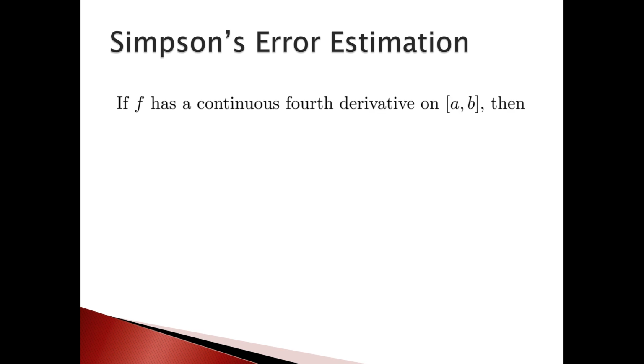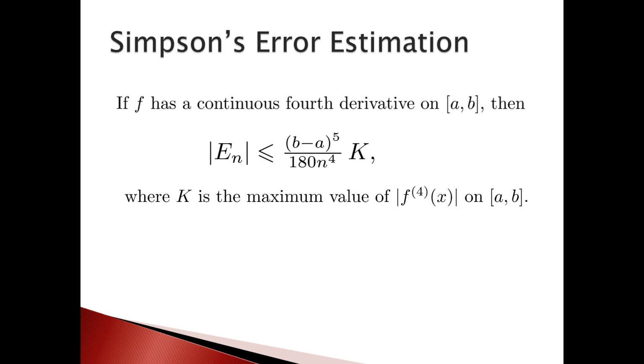Now, it's a little trickier because you have to have a continuous fourth derivative, okay? And if you find the biggest value of the absolute value of the fourth derivative, then the error estimate is that the error is less than b minus a raised to the fifth power over 180 n to the fourth times the maximum value of the fourth derivative.